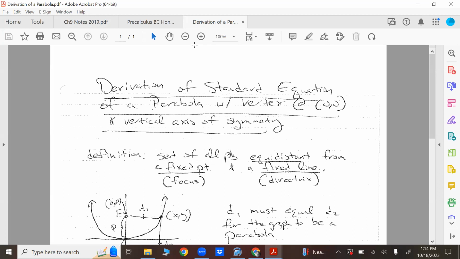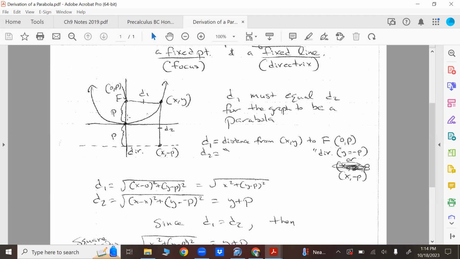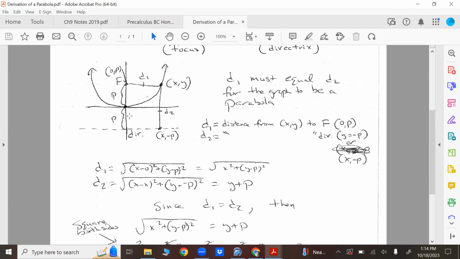Now, why does it become x squared? It's not just something magical. There's actually a reason for it. And I think you guys could handle this derivation. It's not too bad. I'm not going to do it from scratch, but I'll explain the diagram here. F is the focus, D is the directrix, and (x, y) is a point on the parabola. The distance from (x, y) to F, I'll call D1. The distance from (x, y) to the directrix, I'll call D2. D1 must equal D2 for this to work, right? Well, D1 is simple. That's just the distance formula.